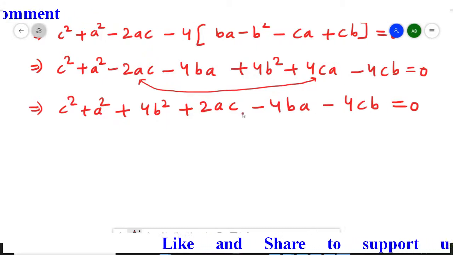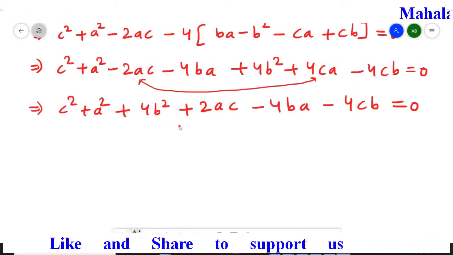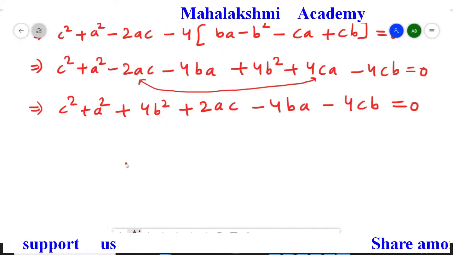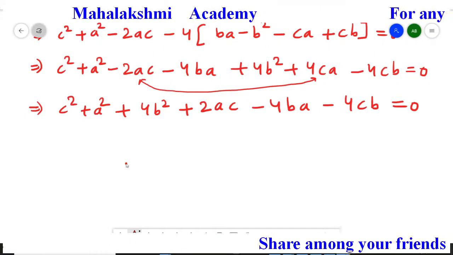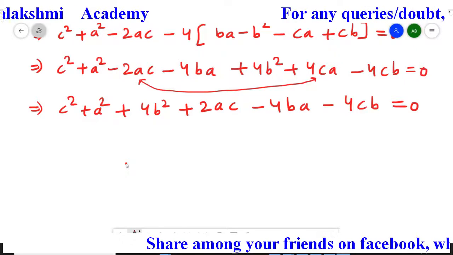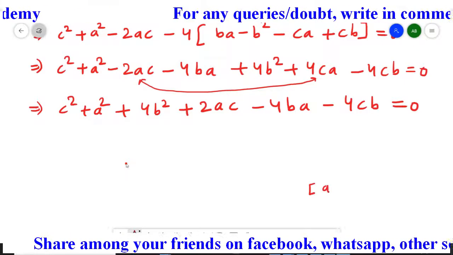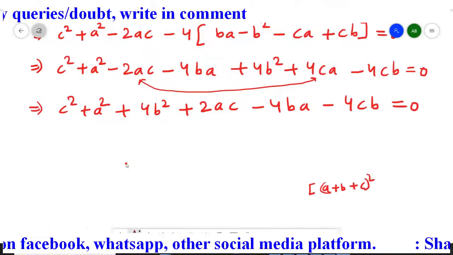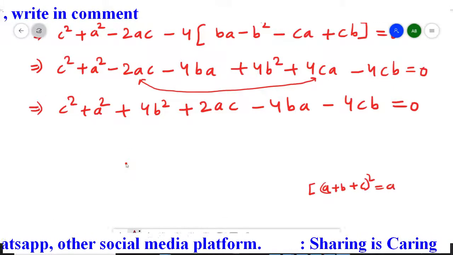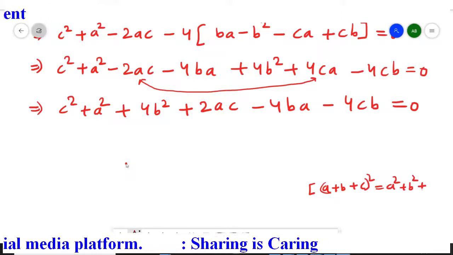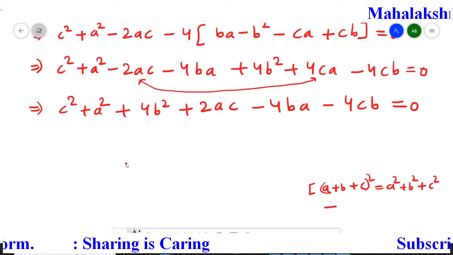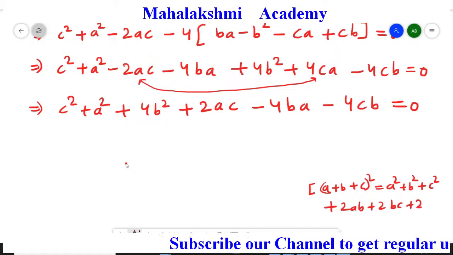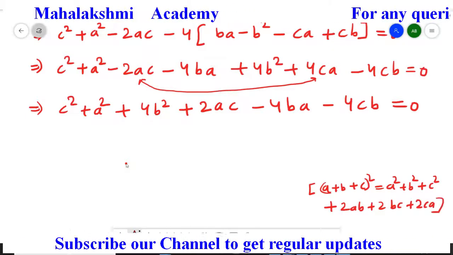So student, we now have three terms with the power 2 and three terms which have two variables but their powers are 1. So it can be in the form of a plus b plus c whole square. So that I am writing here which formula I am talking about. The formula is a plus b plus c whole square, and its answer is a square plus b square plus c square plus 2ab plus 2bc plus 2ca.